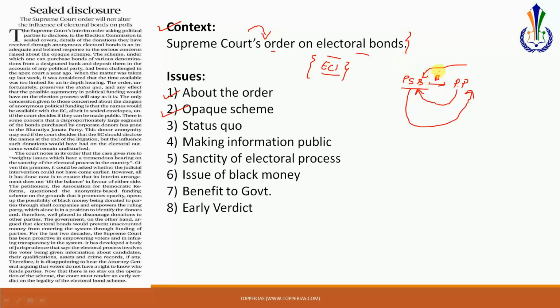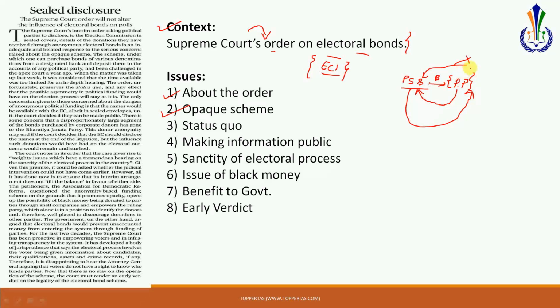Now what happens in this is that the person who is originally buying these bonds is not supposed to reveal his identity. As a result, the donation is being made in a very secretive and anonymous manner. Now the political parties say that this is required for ensuring that the privacy of the donor is maintained. But in this entire system, the donation is becoming highly opaque.